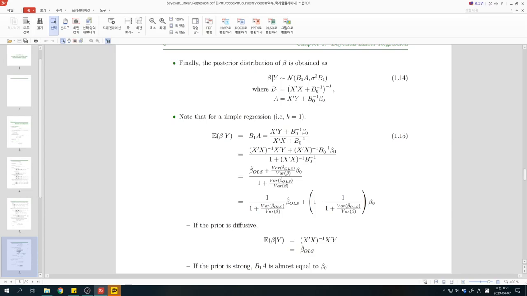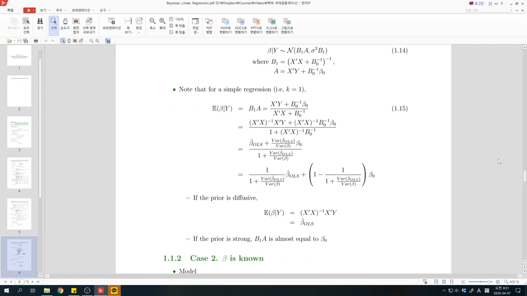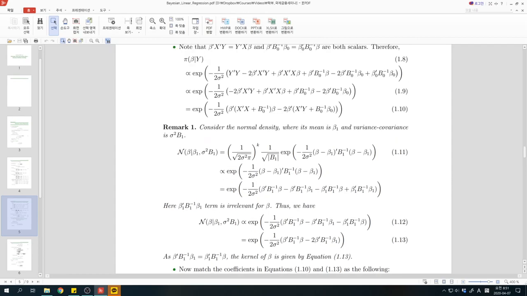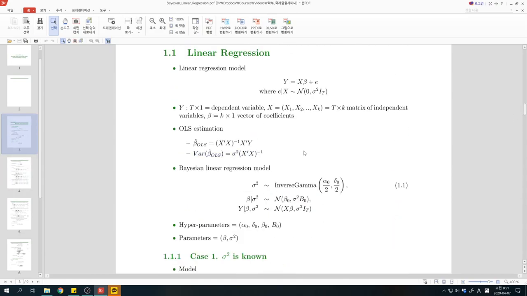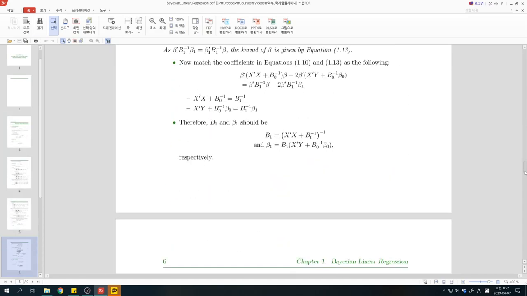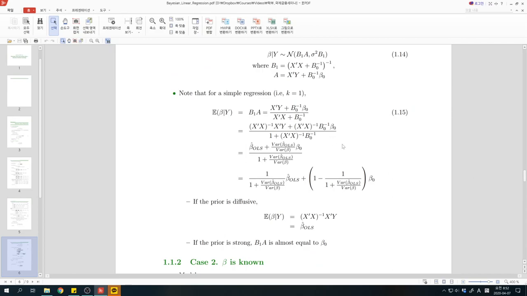And what about its variance? Sigma square times b1, right? And b1 is X prime X inverse, because b0 inverse is 0. So the variance of beta is sigma square times X prime X inverse. And this is the variance of the OLS estimator. We have seen this before here. So if you don't have any prior information, then its outcome must be equal to the OLS estimator. In this sense, the OLS method is sort of a special case of Bayesian estimation.